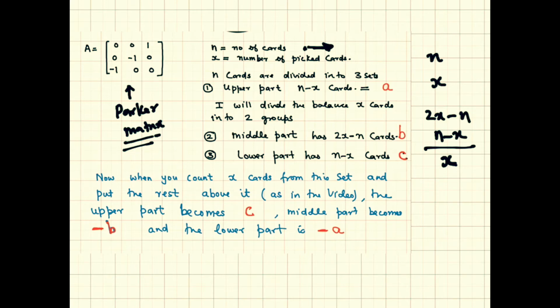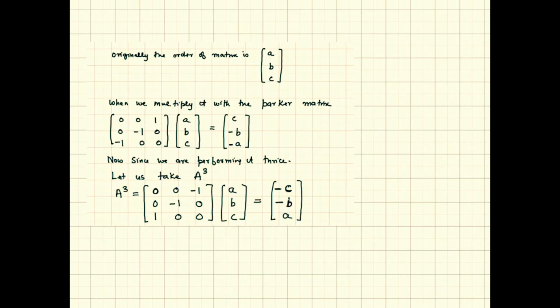Now, when you count x cards from this set and put the rest above it as shown in the video, the upper part becomes C. The middle part becomes minus B and the lower part becomes minus A. Minus B because the card has now been counted in the reverse way. So reverse counting is taken as minus B. Originally, the order of the matrix was A, B, C. When you multiply this with the Parker matrix, let us see what happens.